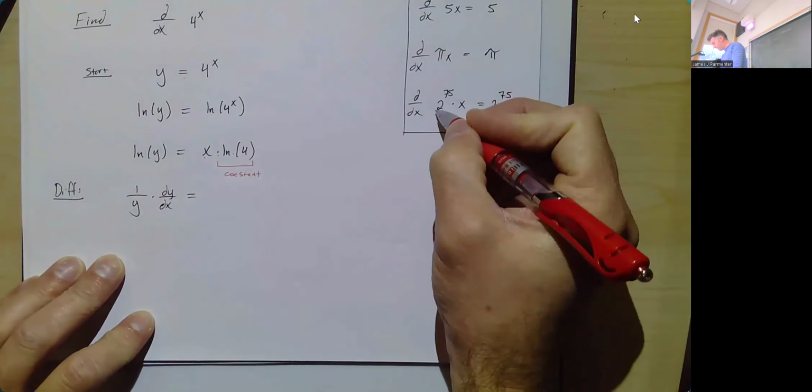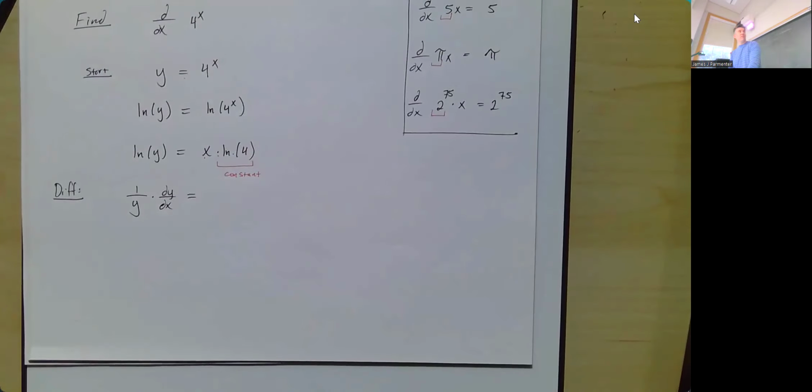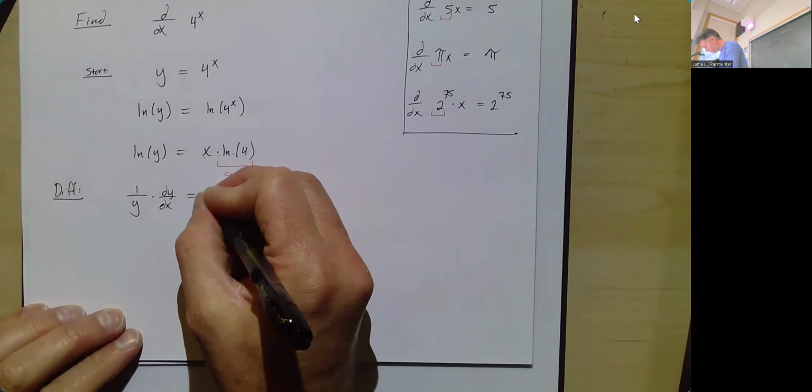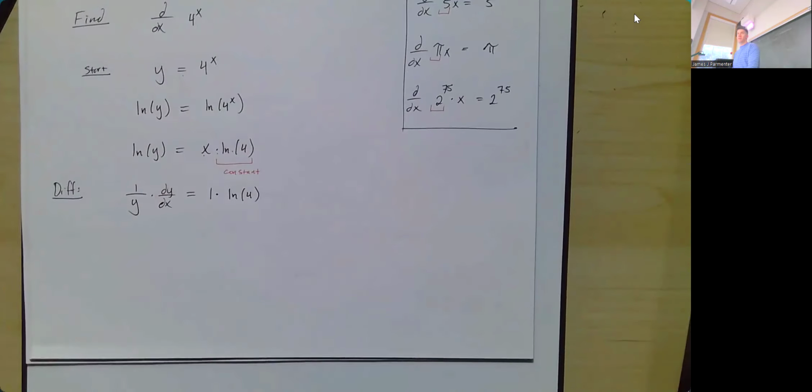Just like this and this and this. And when you have the derivative of a constant times x, you end up with just the constant. I'm going to write 1 times natural log of 4 just to be extra explicit about it. Now I'm going to solve for the derivative.